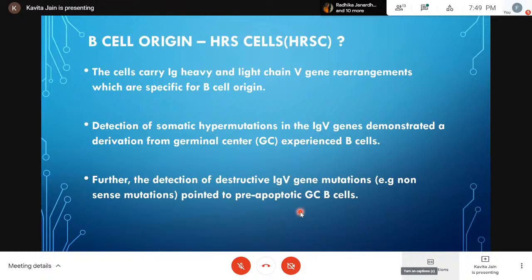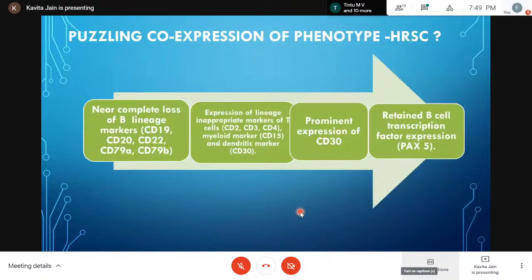So now they were very sure that they are arising from germinal center B cells. So they should have the characteristics or the phenotype of a B cell, that is CD20 positive. But now we have a puzzling co-expression of the phenotype. That is, we have near complete loss of B lineage markers. We never see CD20, maybe seen in 15-20% cases, and they are mostly in aberrant expression. But there is loss of B lineage markers.